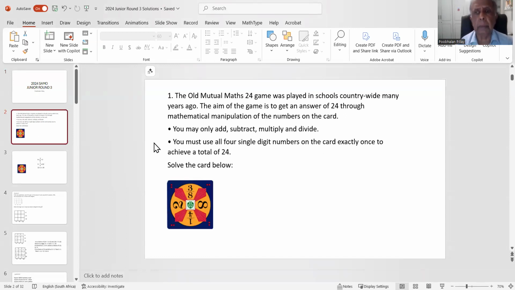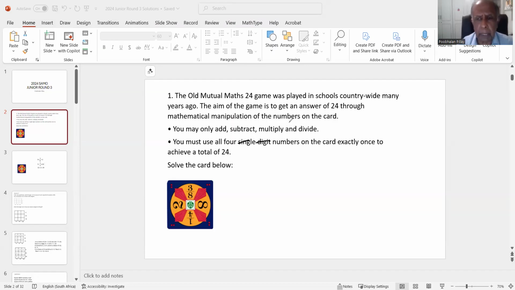The first question says the Old Mutual Maths 24 game was played in schools countrywide many years ago. So there was a game which is like this. The aim of the game is to get an answer 24 through mathematical manipulation of the numbers on the card. You can only add, subtract, multiply, and divide. You must use all 4 numbers on the card exactly once to achieve a total of 24.